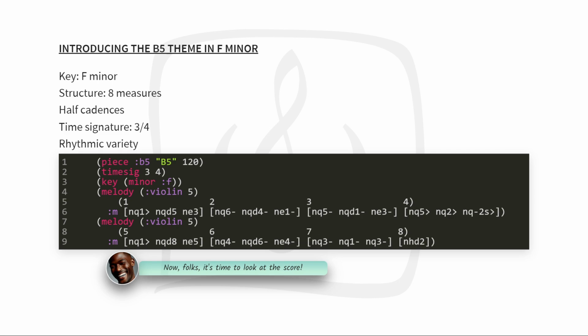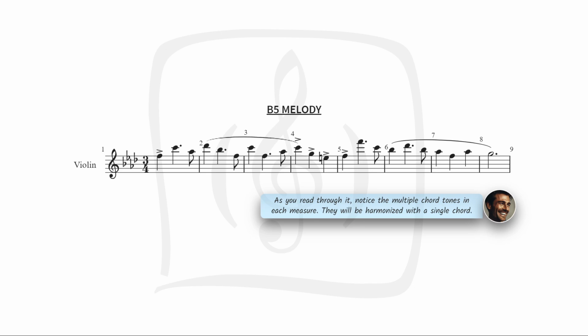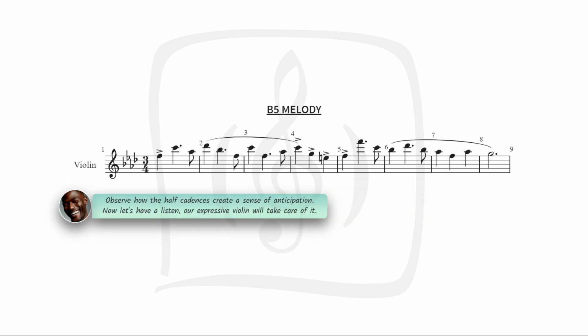Now, folks, it's time to look at the score. I agree. Now that we've discussed the elements of the B5 theme, let's take a closer look at the actual score. As you read through it, notice the multiple chord tones in each measure. They will be harmonized with a single chord. Pay attention to the rhythmic variation, especially the dotted notes, which add subtle yet significant changes to the flow of the melody. Observe how the half cadences create a sense of anticipation. Now let's have a listen. Our expressive violin will take care of it.